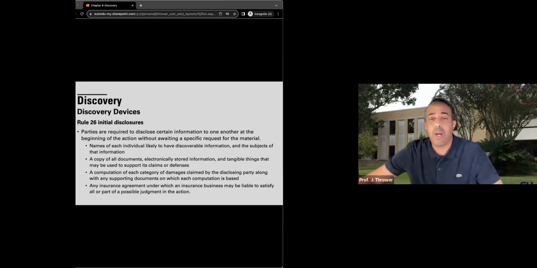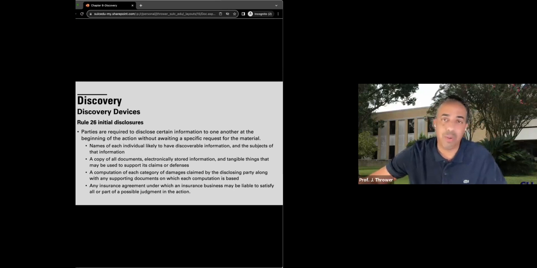Additionally, parties are required to disclose copies of all documents or electronically stored information, that being information stored on computers or in processing types of formats, as well as tangible things that the disclosing party has in its possession and may desire to use in support of its claims or its defenses.